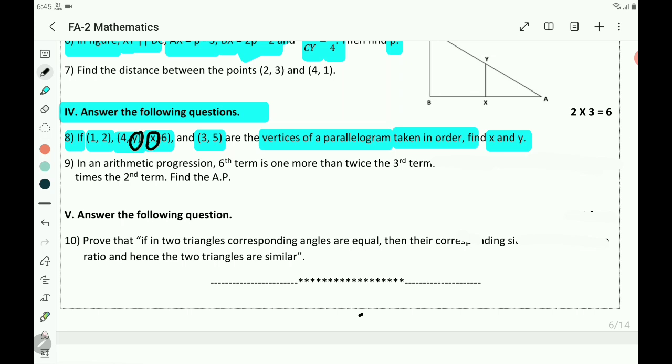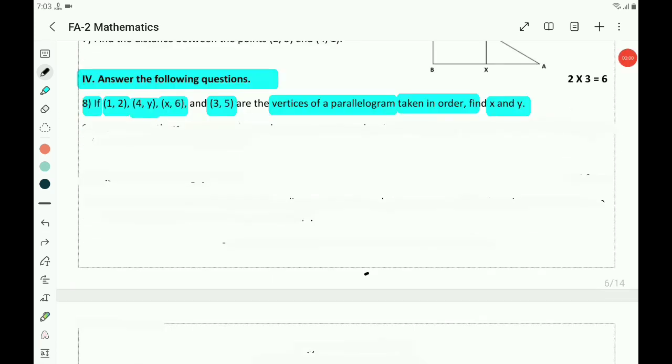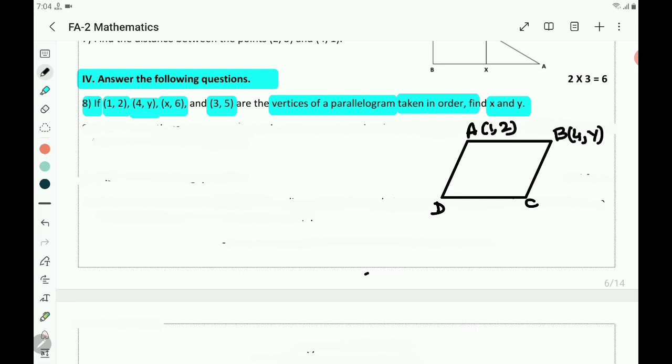How will you get the value of x and y? Here you must use the concept that diagonals of a parallelogram bisect each other, means both the diagonals are having the same midpoint. Let us draw the parallelogram with the given vertices. So here consider ABCD is a parallelogram with the vertices A (1, 2), B (4, y), C (x, 6), D (3, 5).